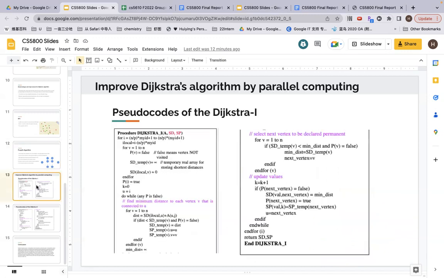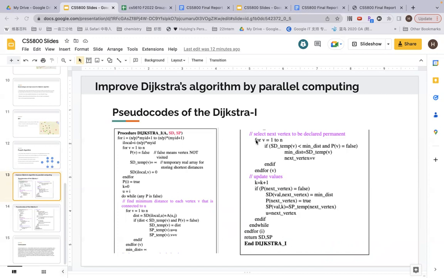Beyond the algorithms that Zifi just mentioned, we also did some improvement regarding introducing parallel computing to Dijkstra's algorithm. To solve large-scale and complex civil engineering problems, significant computing resources are required. In general, there are two computing approaches for solving such a problem. The first one is serial computing, and the second one is parallel computing.